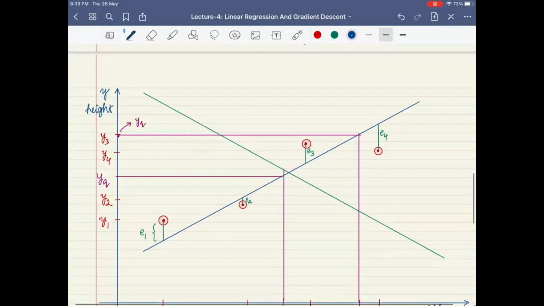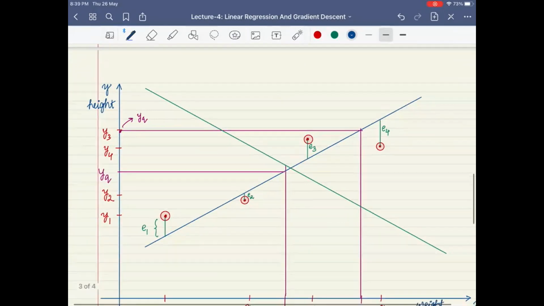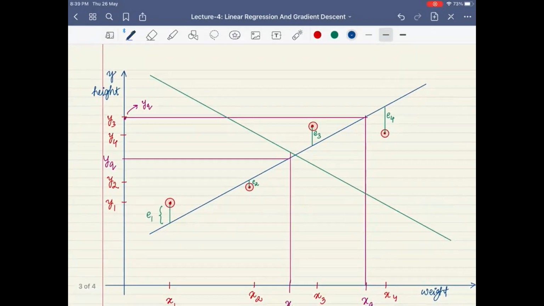Let me show you the diagram. Saumil is saying, sir, do we minimize the sum of squares of errors also? I'm trying to reach there, Saumil. You're way ahead of me, right? I'm trying to reach there, but now I'm asking, is there a problem with minimizing E1 plus E2 plus E3 plus E4? Saumil is saying minimize E1 squared plus E2 squared plus E3 squared plus E4 squared. Okay. Finally, we are going to do that.